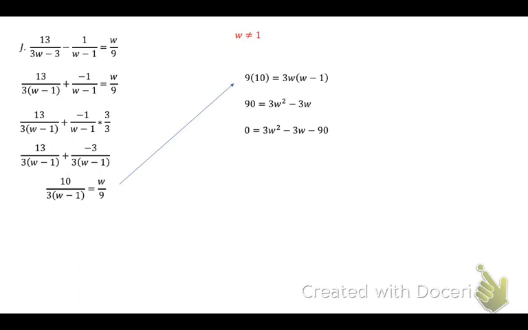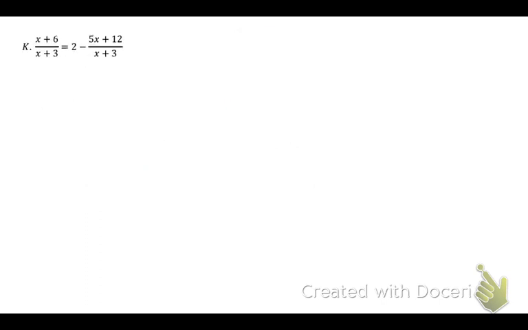Subtract that 90 over. Now if we look at this, there's a GCF there. So I'm going to divide all of that by 3. So you get 0 equals w squared minus w minus 30, which is (w minus 6)(w plus 5). So w equals 6, w equals negative 5. Cool? Okay, let's do this one.